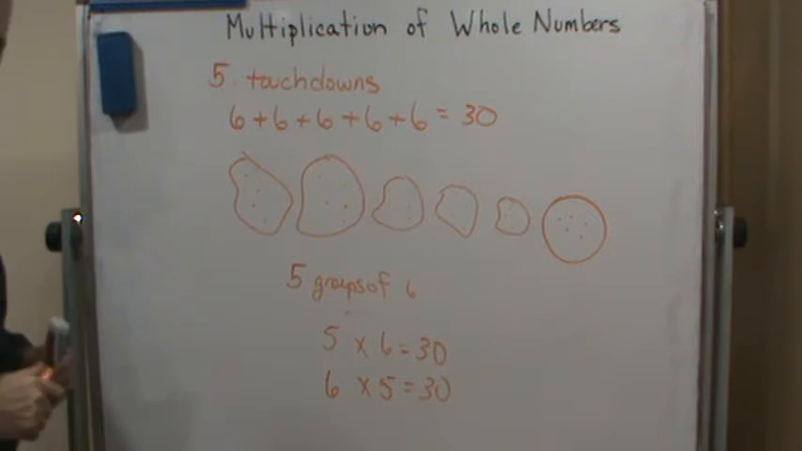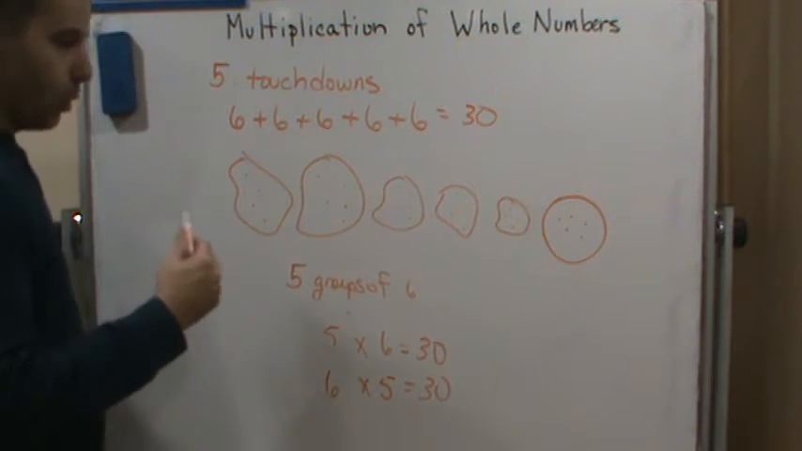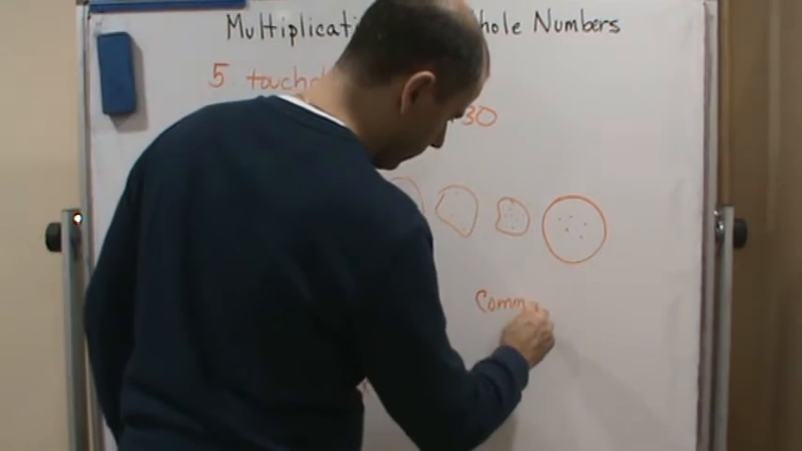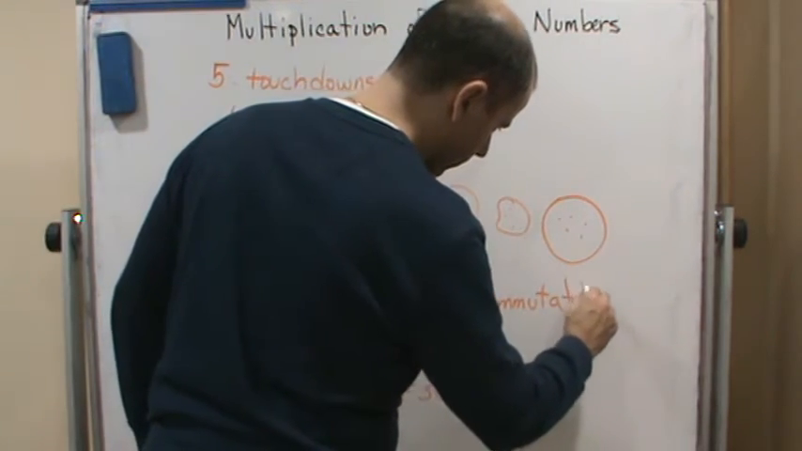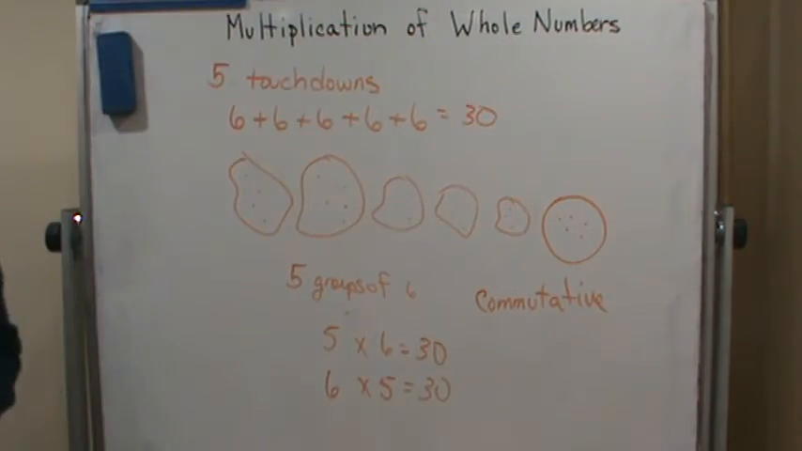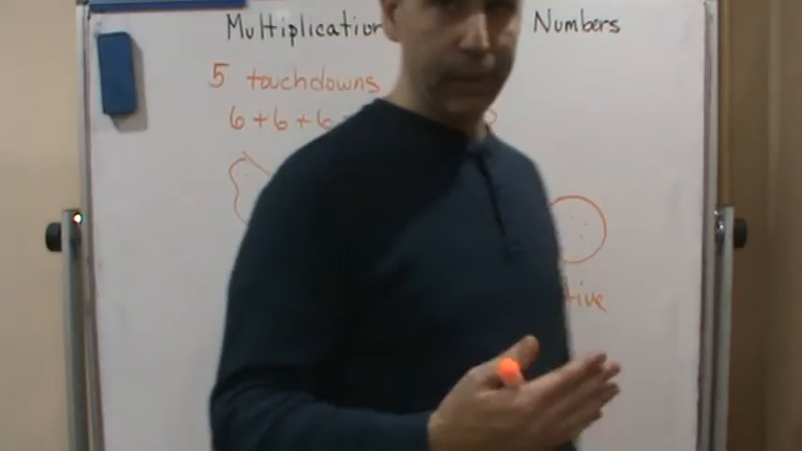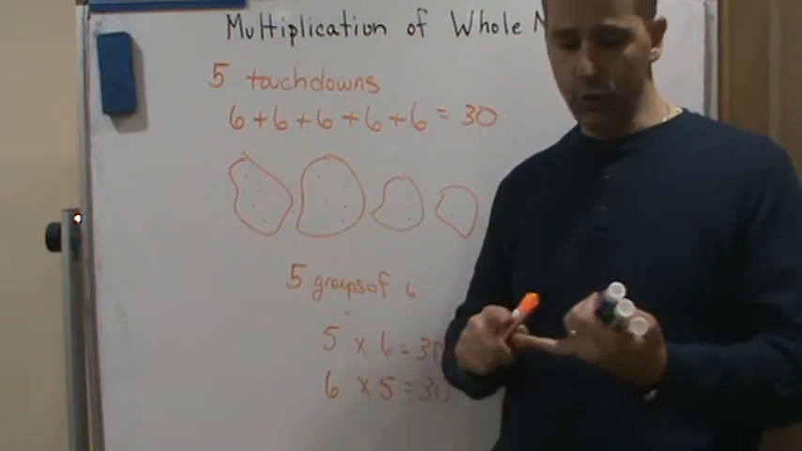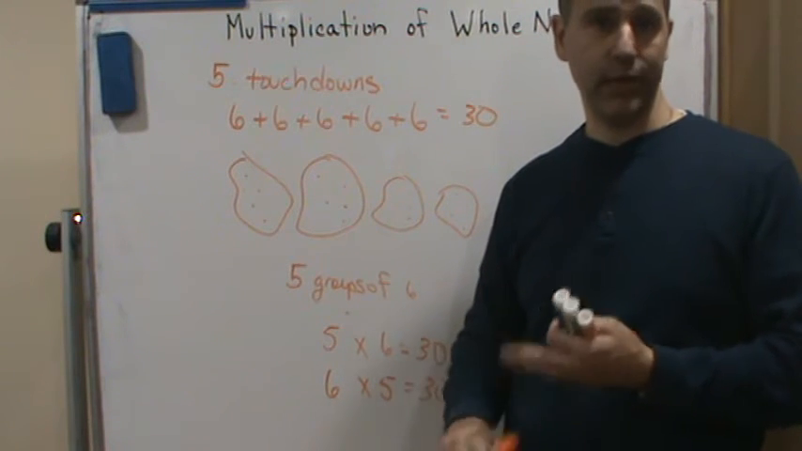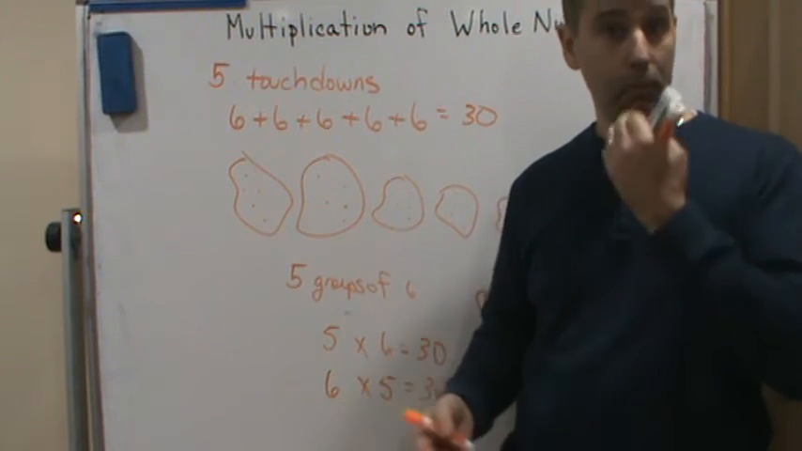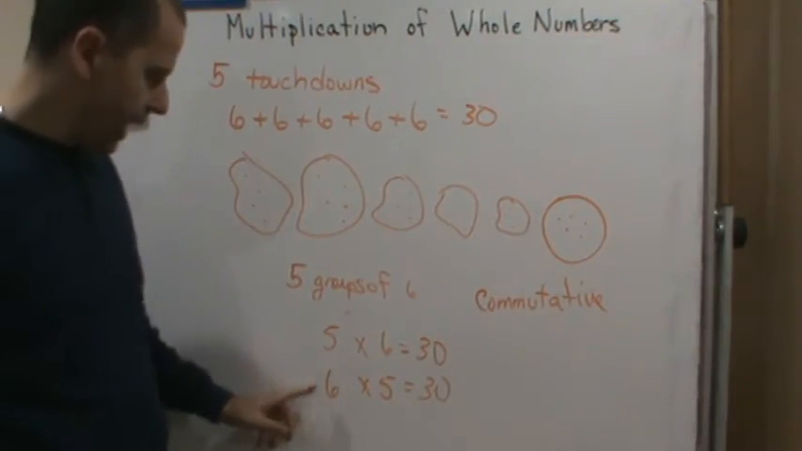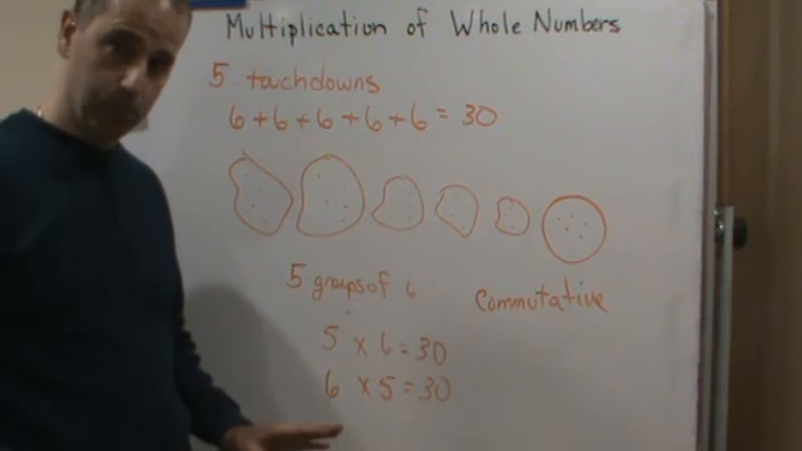So what do we call this? We call this the commutative property. So multiplication is what we call commutative. So what does commutative mean? It means that I can move numbers around. Think of commute. Commute means to move. Okay? So how do you commute to work, right? Do you take the bus? Do you drive? Do you take the train? Commute. So the commutative property means that, hey, order does not matter. The order in which I multiply numbers doesn't matter.